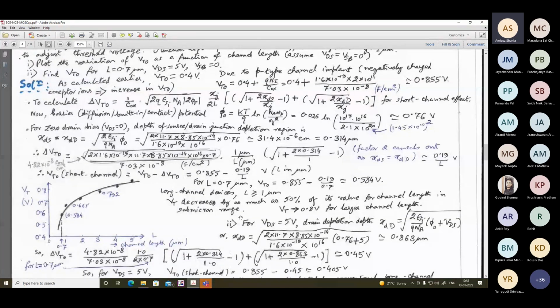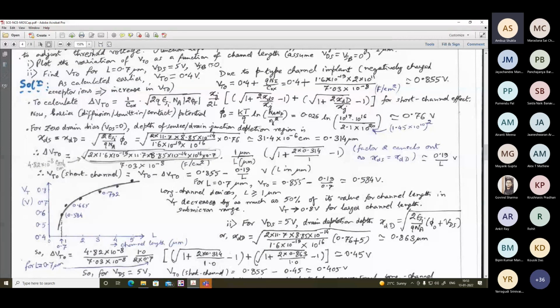Okay. Now for a long channel device, that means L is greater than or equal to 1 micrometer, VT decreases by as much as 50% of its value for that channel length. You say, how is it 50%? I am seeing only 0.855 and 0.584. It is not really 50%. Yeah, 50% will be shown when you take into consideration the value of VDS. Just look into the second part of the problem. That means calculate VT0 for L equal to 0.7 micrometer and VDS, that means the drain to source voltage, equal to 5 volt and VSB equal to 0.